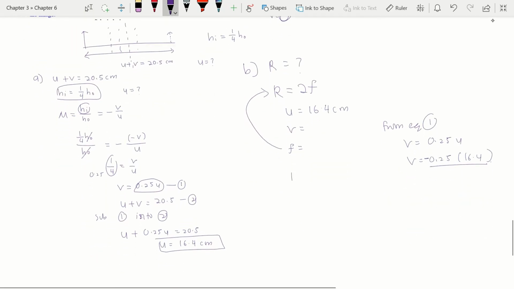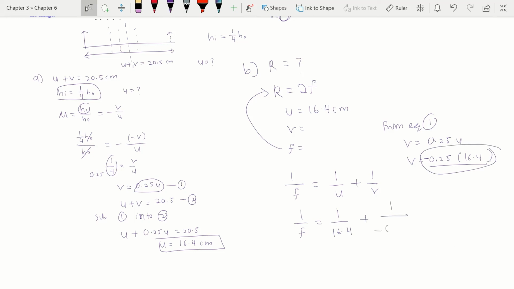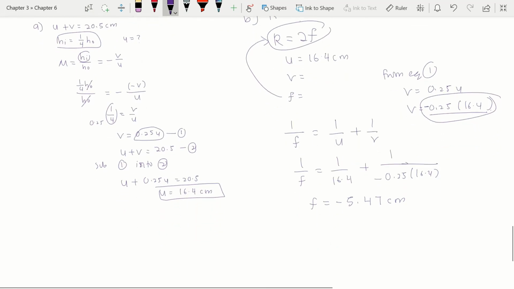Okay, so we can use the spherical mirror equation. 1 over f equals 1 over u plus 1 over v. So 1 over f equals 1 over 16.4 plus 1 over, just substitute the v here, negative 0.25 times 16.4. And then we will get focal length negative 5.47 centimeter. And we know the formula is radius equals 2f. So radius equals 2 times negative 5.47, which will give us negative 10.9 centimeter.